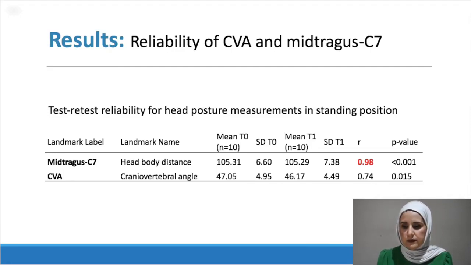And for test and retest reliability, we found Midtragus-C7 more reliable than the craniovertebral angle, and you can see the reliability is about 0.98. It's excellent reliability in comparison with 0.74 for the craniovertebral angle.